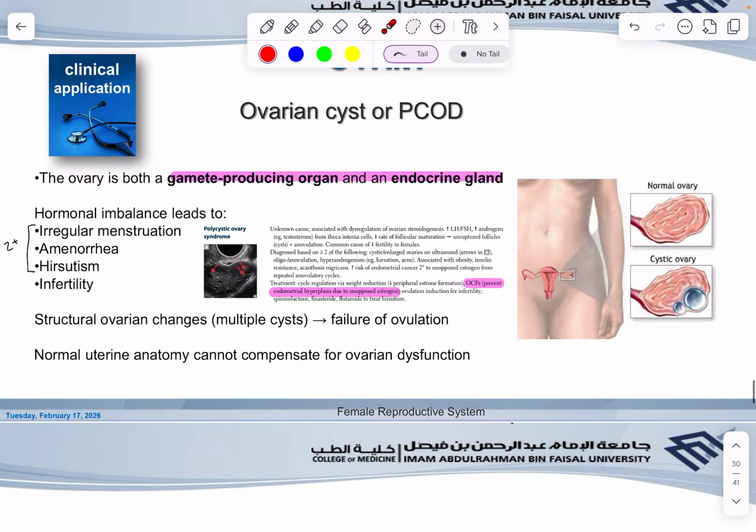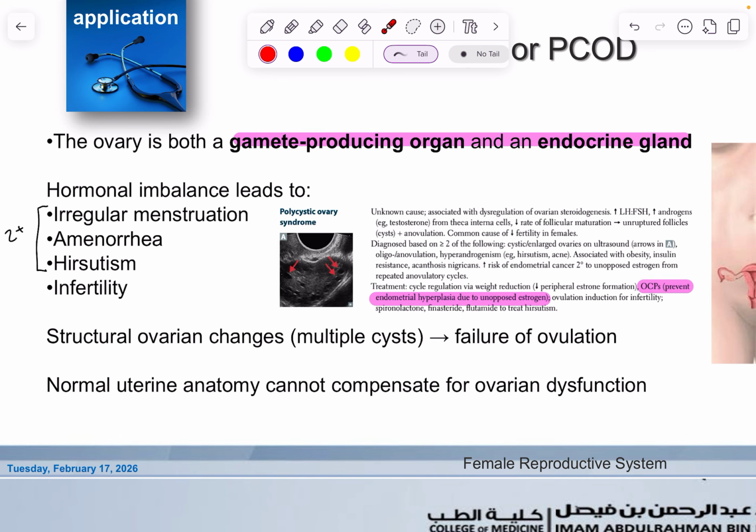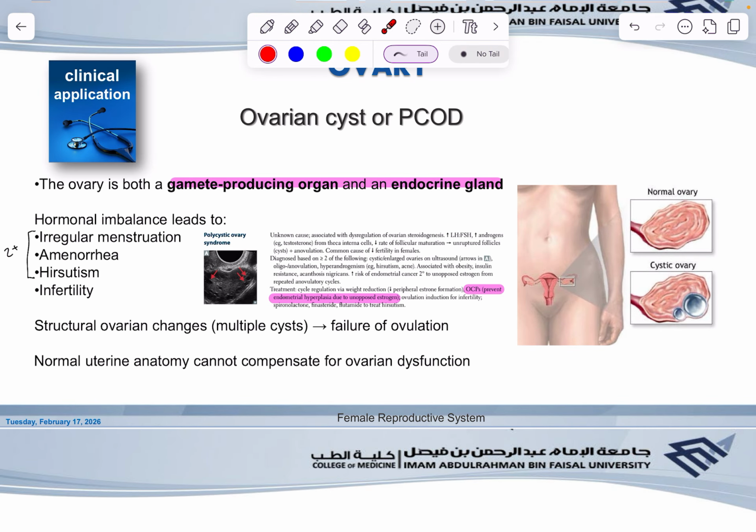Here we have a clinical application, which is ovarian cyst or PCOD. Since it's both a gamete producing organ and an endocrine gland, which the doctor focused on, there's hormonal imbalance. Clinically we have 3 criteria. If a patient has 2 or more of them, then we'd consider them to have PCOD: irregular menstruation, amenorrhea, hirsutism. And of course an outcome of this is infertility. But what happens is that there are multiple cysts, so there's failure of ovulation, and that's why all these different symptoms will appear.